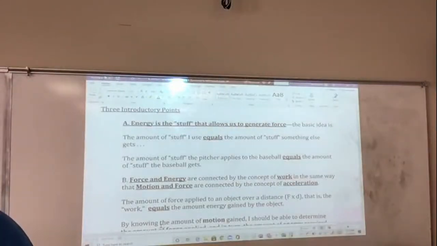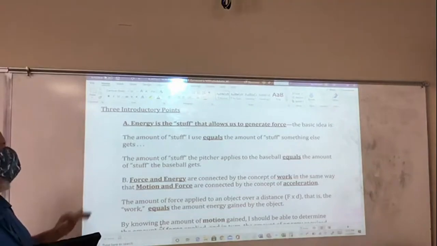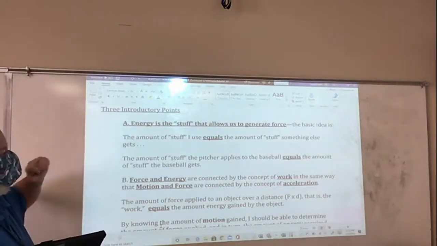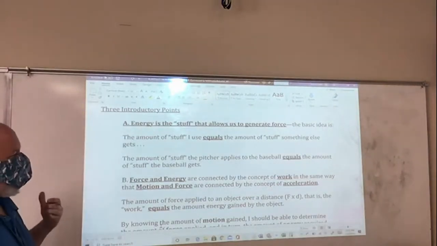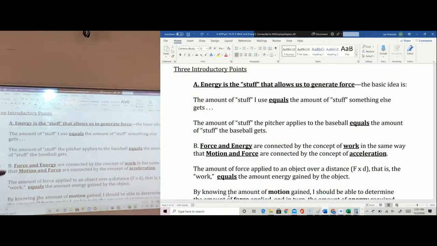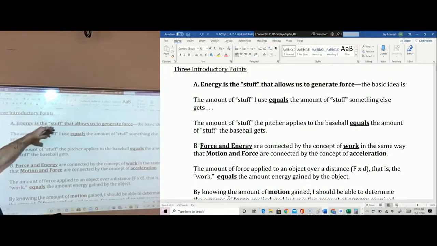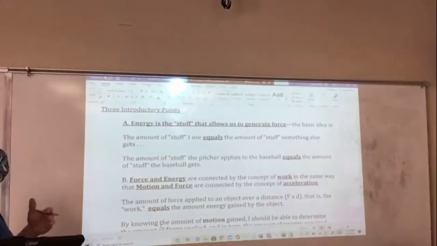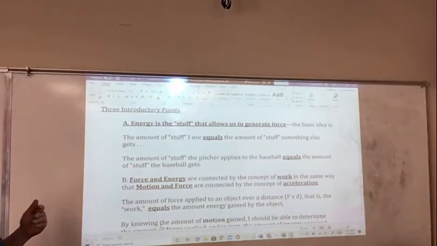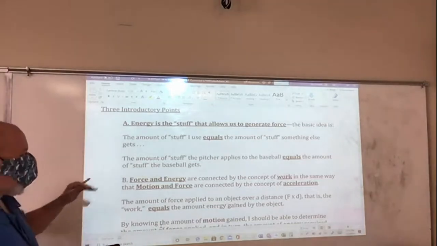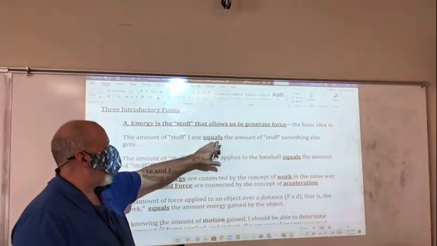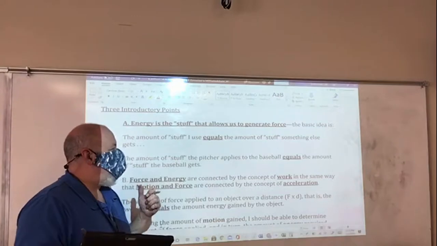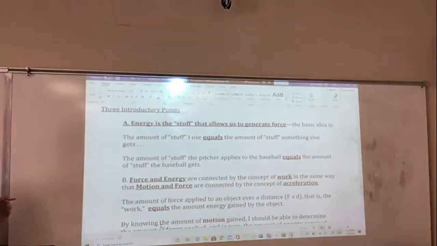We're talking about energy. We're going to start this off with a couple of introductory ideas or basic concepts. And the main point of all of this is the energy is the stuff, whatever that stuff is, that allows us to generate force. And the main idea is this: the amount of stuff that I use equals the amount of stuff something else gets.